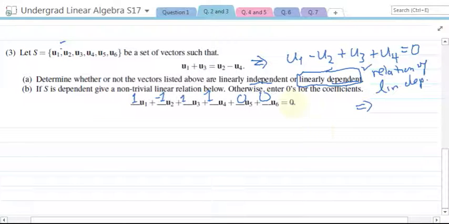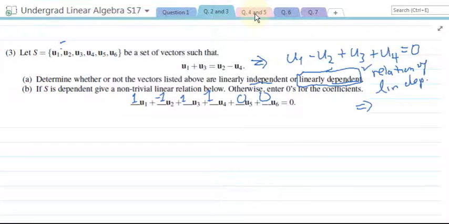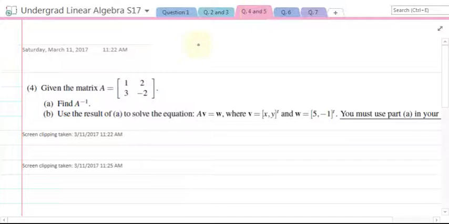All right, let's move on to questions 4 and 5. What we have is a matrix A, and it says find A inverse. Now there are two ways to do this. You could find it by augmenting the matrix and doing row reduction. But for the 2 by 2 matrix, you should know the formula.